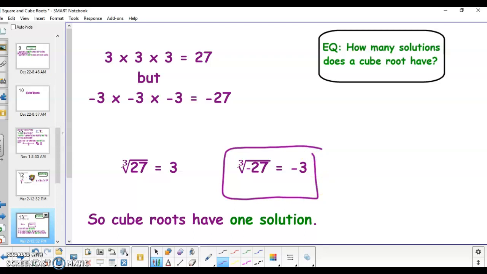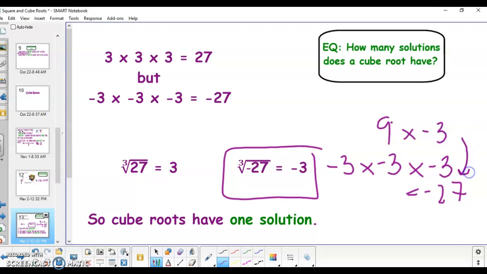What if I have a negative under the radical? This case with cube roots, that can be true. The cube root of negative 27 is negative 3. What does that mean? Negative 3 times negative 3 times negative 3 equals negative 27. Negative 3 times negative 3 is positive 9. Positive 9 times negative 3 is negative 27. So again, regardless if I have positive in the radical or negative in the radical, cube roots have one solution.